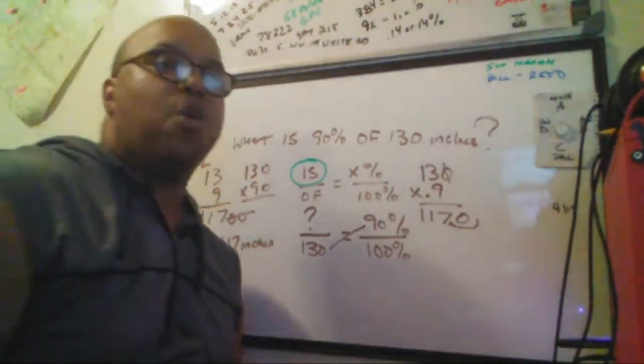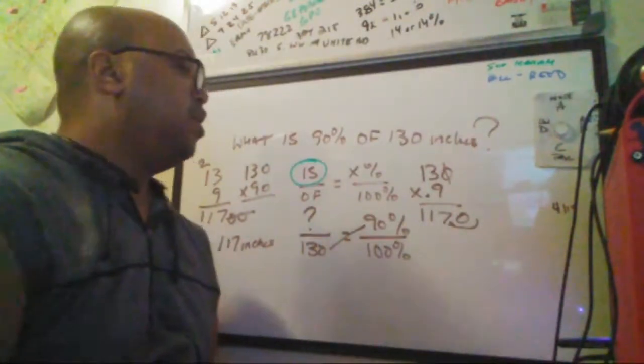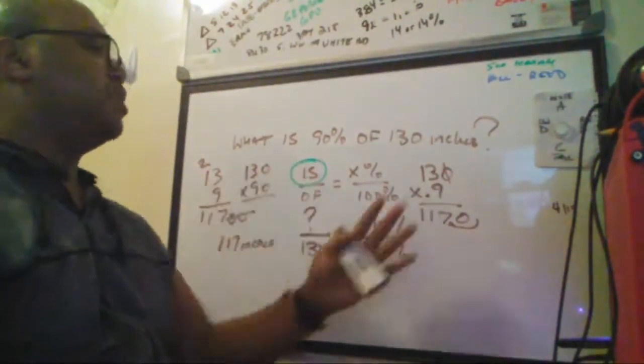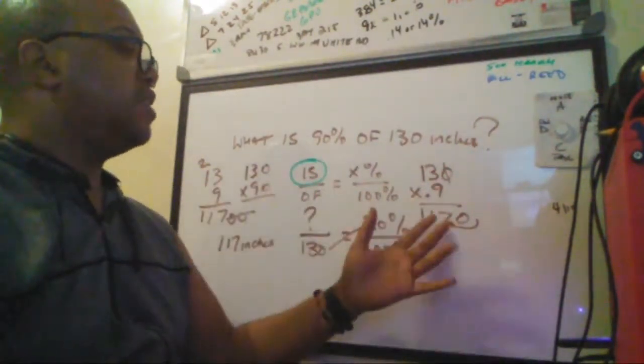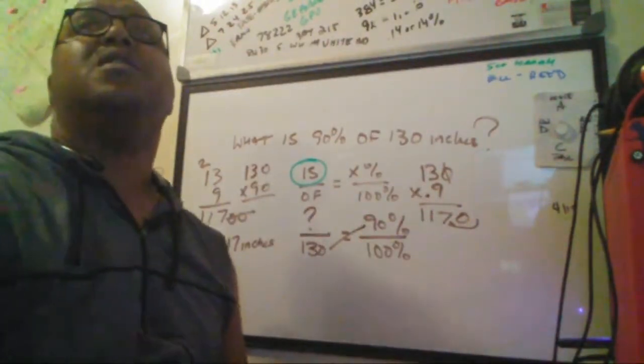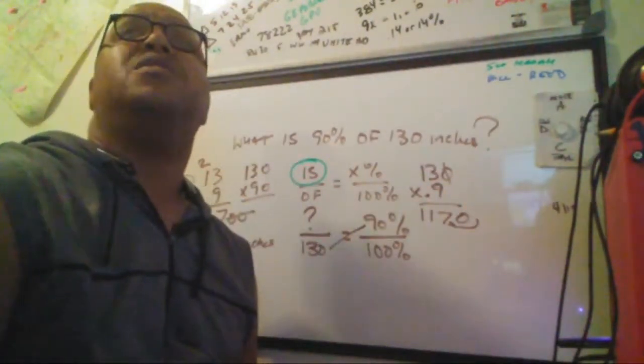So there's more than one way to skin a cat. You don't particularly have to do it this way or this way, but me personally, I believe that this way is the fastest. That's a good question.